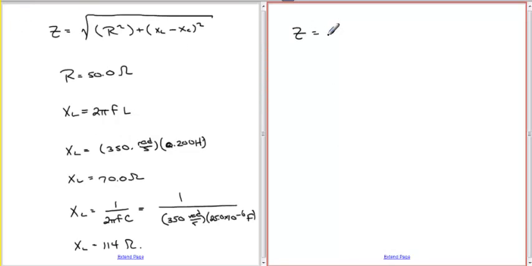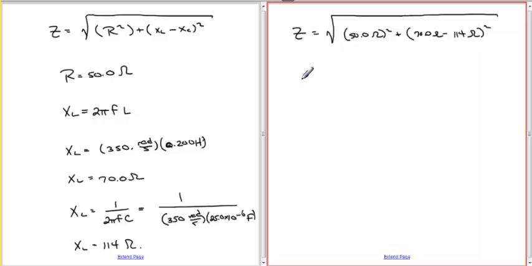So now we just have to plug those into here. We have the resistance 50 ohms squared plus the difference between the inductive reactance and the capacitive reactance, and we square those. Then we take the square root of the whole thing. So 50 squared plus the quantity 70 minus 114 squared, and then we take the square root of that, and I get 89.3. So 89.3 ohms is the impedance of the circuit.